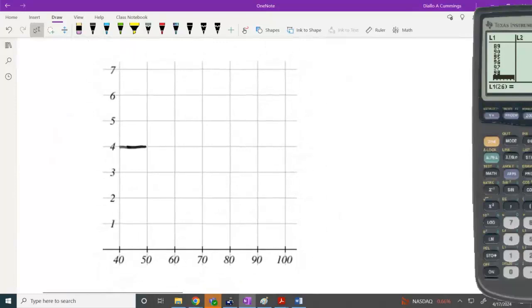That's right, horizontal line. From 50 through 59, that's 6. So for the next range, I'm just going to draw a horizontal line at 6. 60 through 69 is 4. So I'm just going to draw a horizontal line at 4. 70 through 79 is 5. So a horizontal line at 5. 80 through 89 is 1. And then 90 through 99 is 5. All right, so that's the histogram that accompanies that frequency distribution.